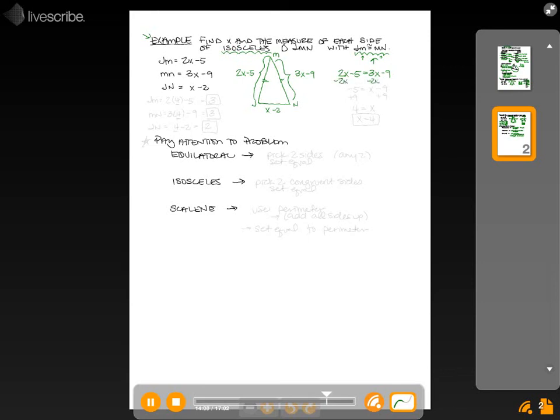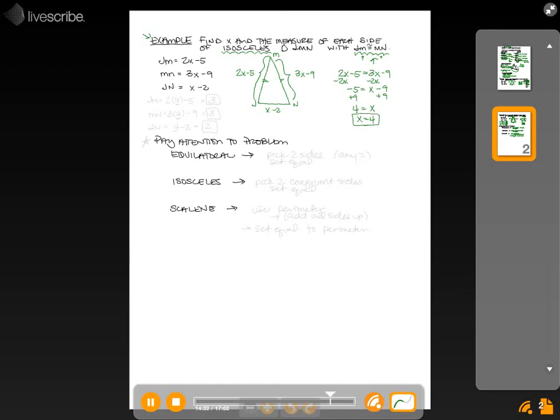Subtract 2x from both sides. That gives us negative 5 equals 3x minus 2x, which is a positive x, minus 9. Let's add 9 to both sides. Negative 5 plus 9 is 4. So x equals 4. And there's part of the answer. That's our variable. That's the first part. Now we've got to find each side.